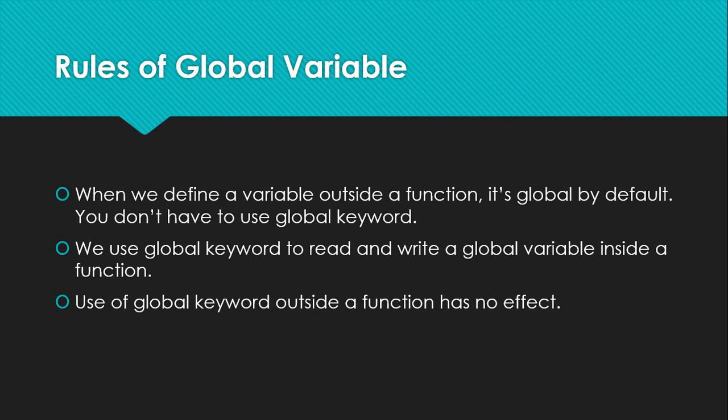The second rule is this global keyword, you can use them and read them inside the function provided we use the keyword global. If you don't use the global keyword, we cannot use that variable inside the function. And this global keyword outside a function has no effect at all, because we know any variable outside the function, if it is declared, doesn't belong to any function, it has no effect at all, and we call them global variables even without declaring them as global.